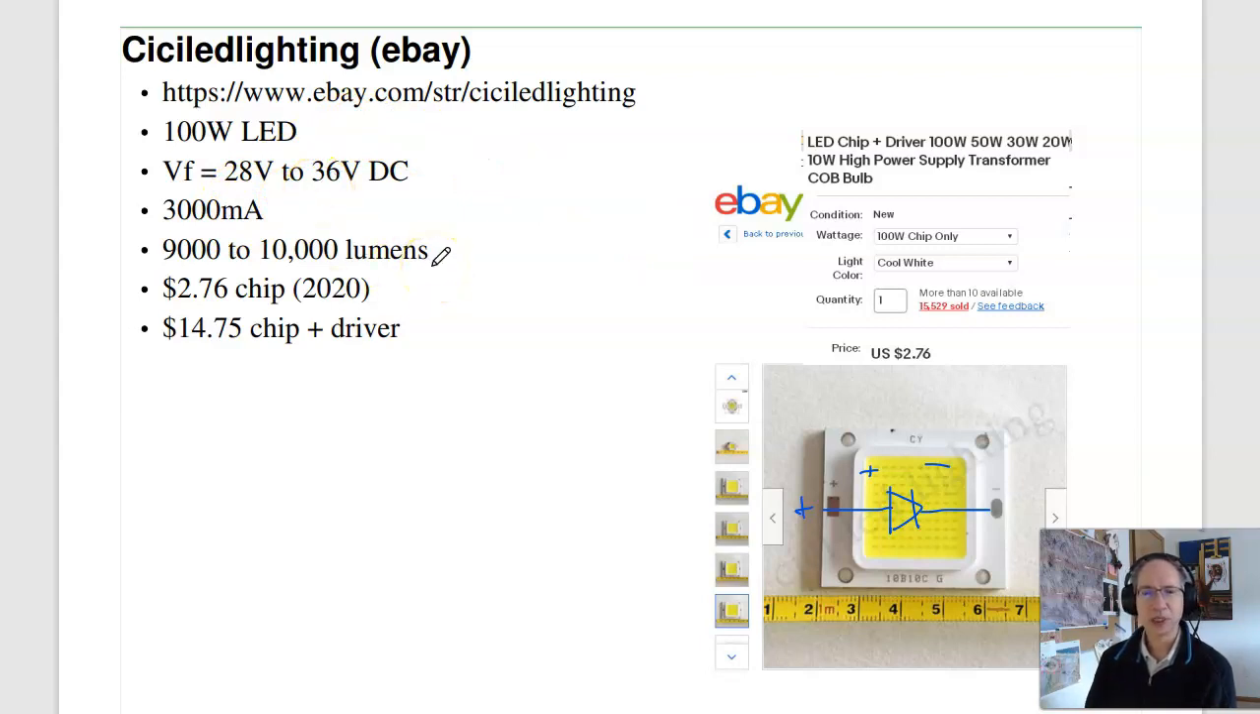It produces between 9,000 and 10,000 lumens. A 100-watt light bulb is about 1,000 lumens, so this is like a 1,000-watt light bulb equivalent, insanely bright, for only $2.76 without the driver. With the driver, it's $14.